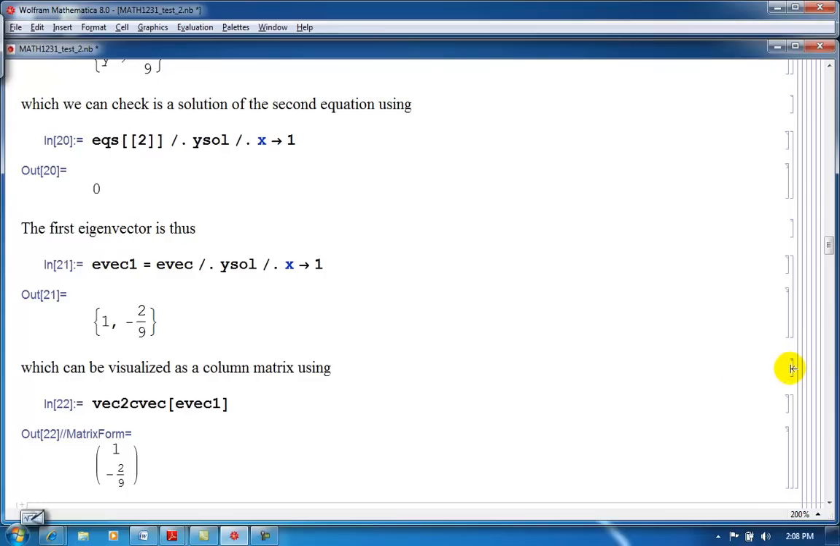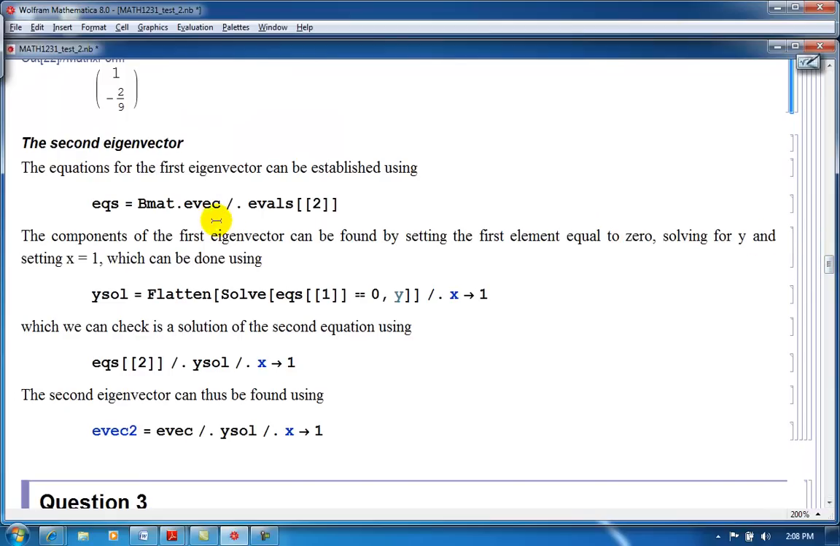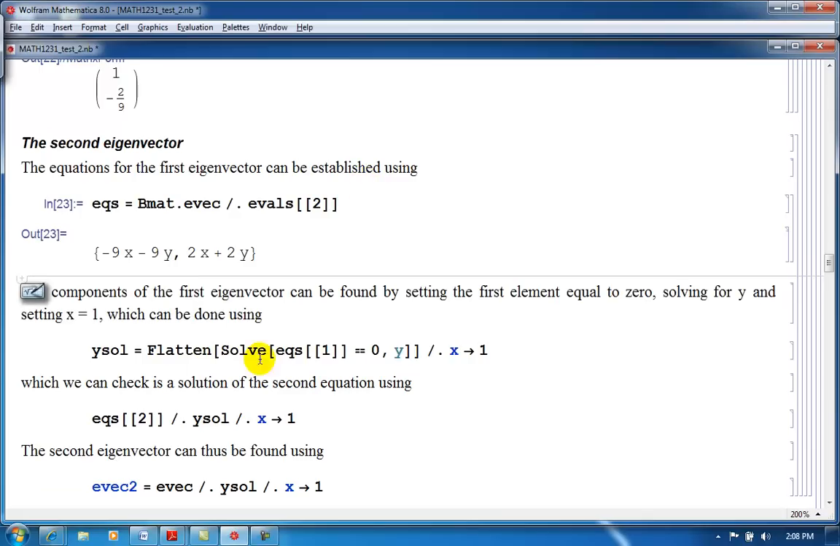We'll need that for the second eigenvector, so we'll just copy that. Okay, now we move on to the second eigenvector. So we do the same thing except for the second eigenvalue. We take the product of the matrix B times that vector and evaluate it at the second eigenvalue using that, and we can see that this equation here is minus 9 over 2 times this one. So that's good. In other words, they're linearly dependent.